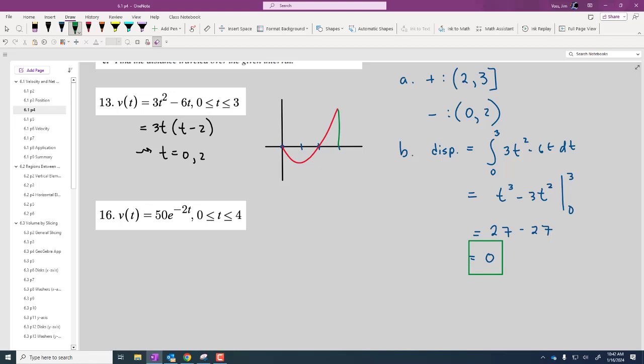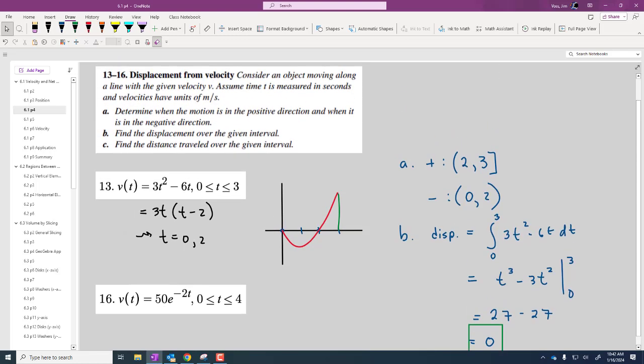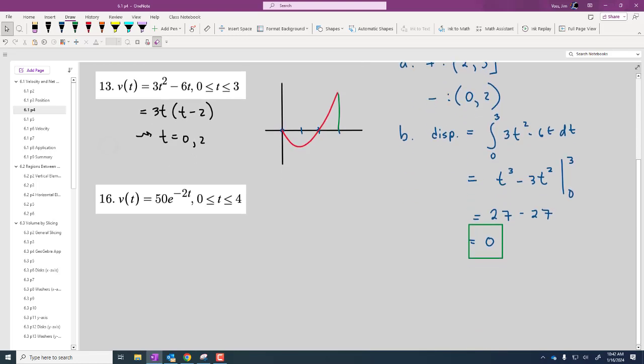What that tells us is that it's like going to school. You start from home, drive to school, drive back home, and displacement is 0. Clearly the distance traveled is not 0, but that's the idea. So displacement is 0. Now find the distance traveled.